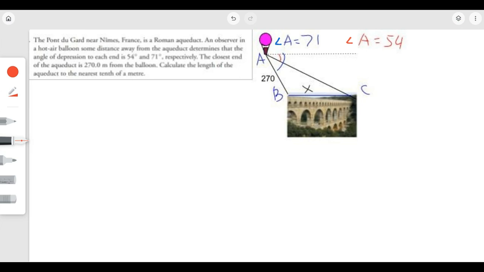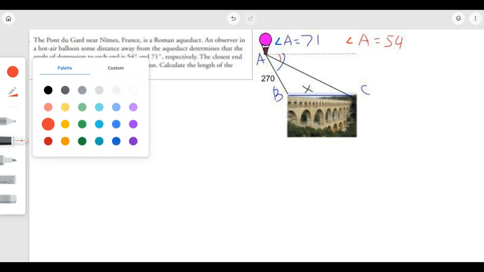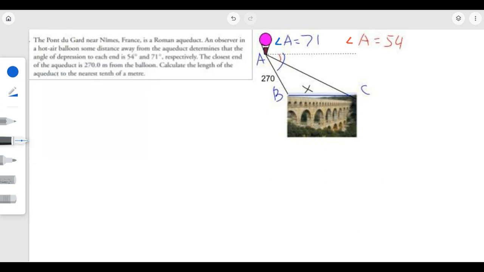Since this is the main question, I gave this length the variable x, as we're going to use it for the main question of the problem. Right. So we're working with the triangle ABC, because it has the length which we are looking for.